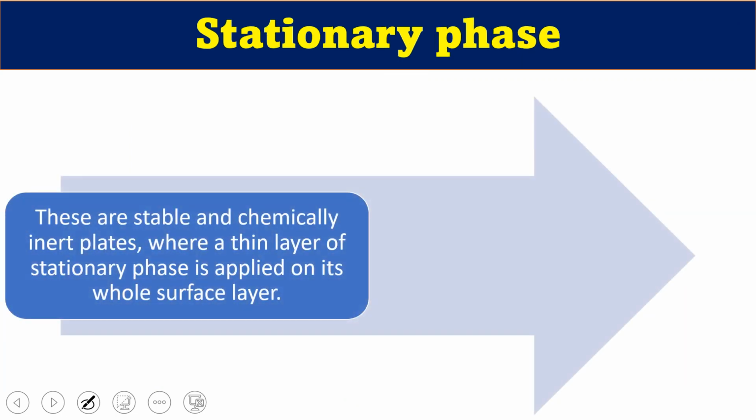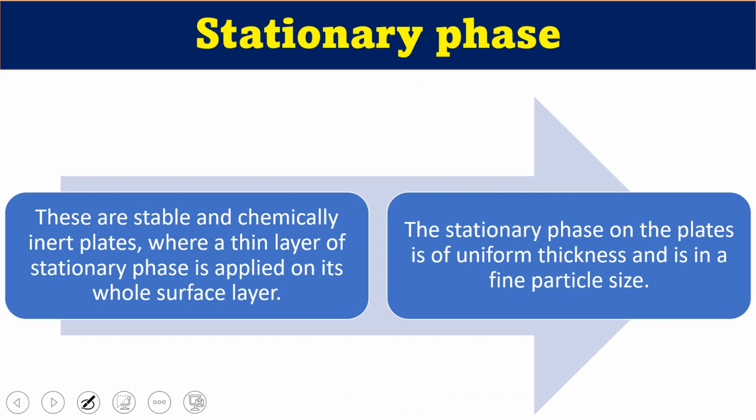A stationary phase, if you see, these are stable and chemically inert plates where a thin layer of stationary phase is applied onto the whole surface. It can be cellulose, it can be silica, it can be aluminium foil. So the stationary phase on the plate is of uniform thickness and fine particle size. Already you have seen it. It can be aluminium foil, it can be silica, it can be a plastic on which silica gel is applied. So that is our stationary phase.